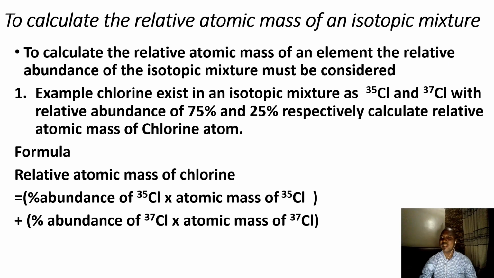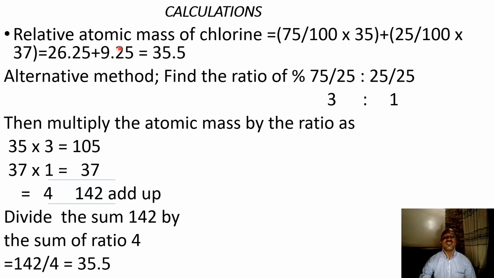So if you do this arithmetic, you realize that the relative atomic mass of chlorine is equal to 75 over 100 times 35 plus 25 over 100 times 37. If you evaluate this, you have 26.25 plus 9.25. If you sum 26.25 plus 9.25, we get 35.5, which is the relative atomic mass of chlorine. So anytime you come across chlorine and you see 35.5 as the relative atomic mass of chlorine, you know that this is how it was resolved.